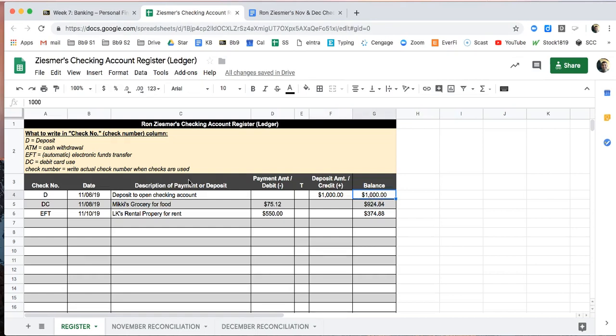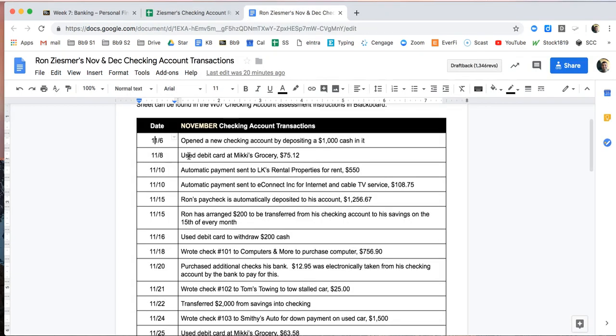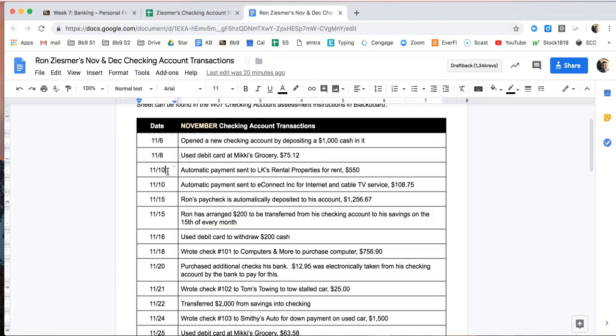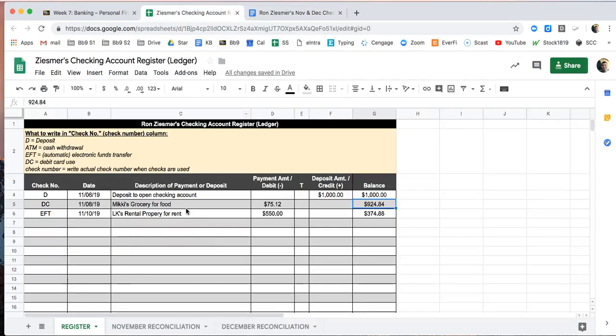Now we would go to our next one, 11.8. Use debit card at Mickey's Grocery for $75.12. So I go DC for debit card, put the date, then I put the note for myself, what I bought, but this time it was actually a debit, which means our checking account went down with that transaction. Then I go $1,000 minus 75.12 equals this updated balance right here, and then you do the same thing for this one and this one, and you do that all the way down.